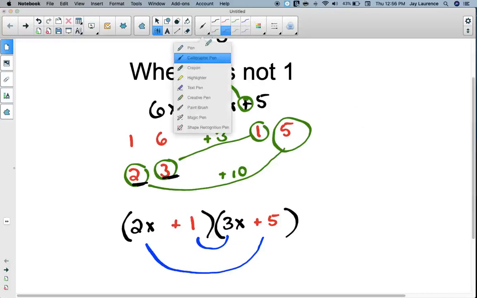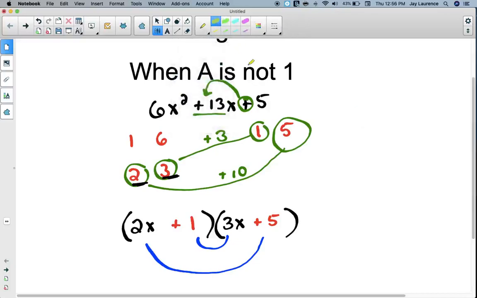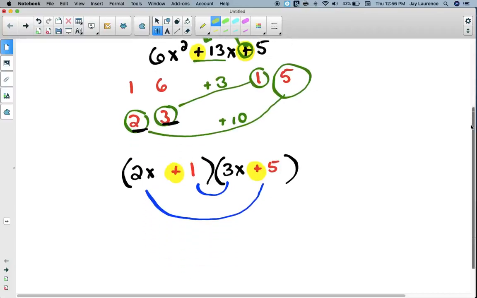A couple things I want to point out in case you don't realize it. This last term is positive. The middle sign shows up twice. Do you see that? The c term was positive, so therefore b's sign showed up in both quantities. That'll happen every single time.